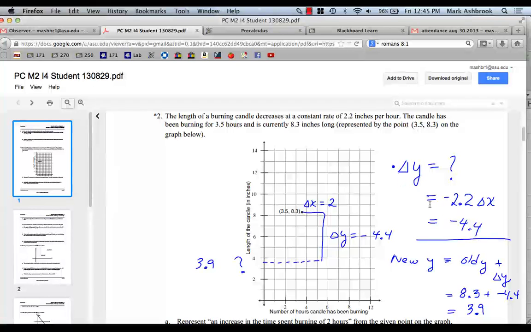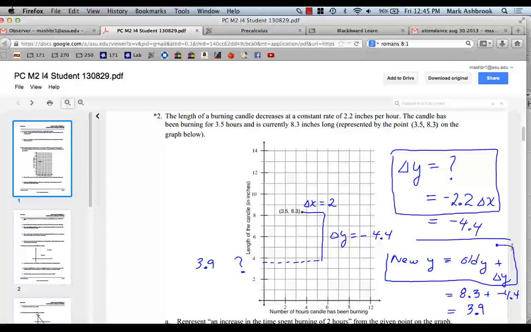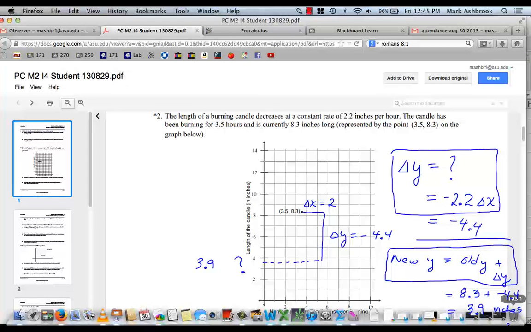So two principles that we used. The constant multiple reasoning of constant rate of change, that changes in y will always be negative 2.2 times changes in x. And then this is kind of a new principle, but should make perfect sense, that a new y equals an old value of y plus however much it changed. And the units? Inches. It's the new length of the candle.